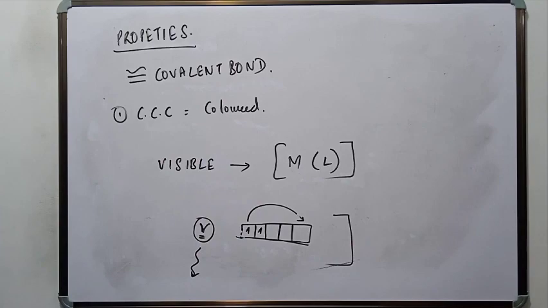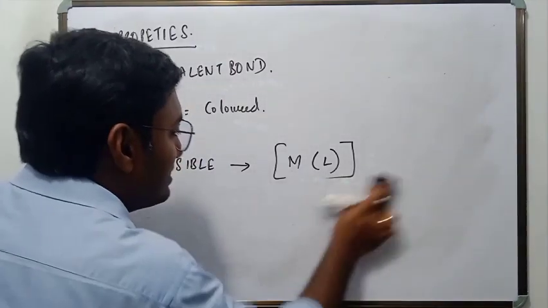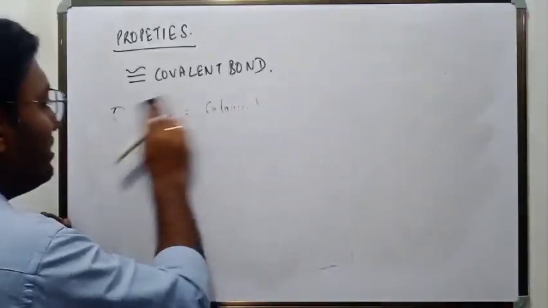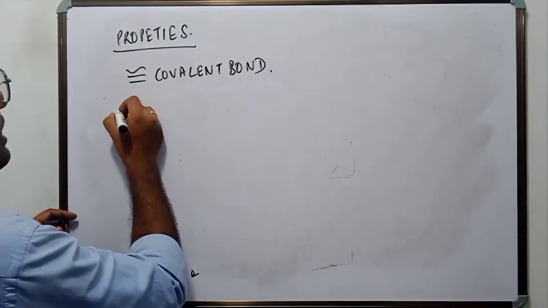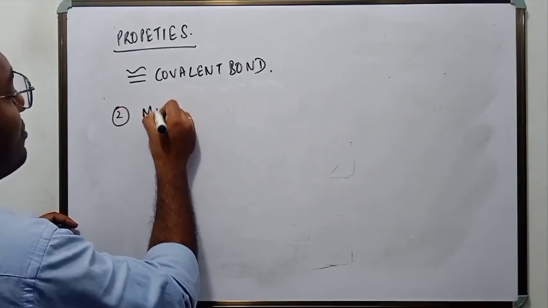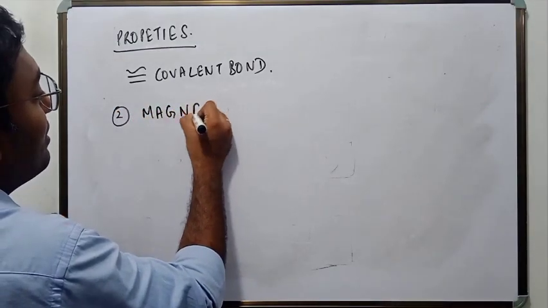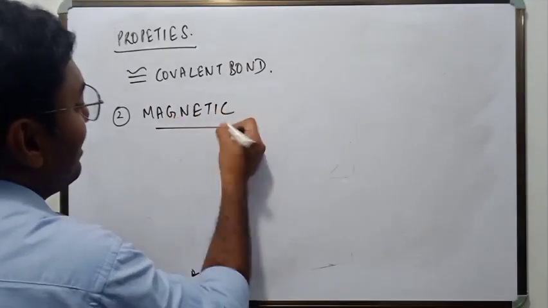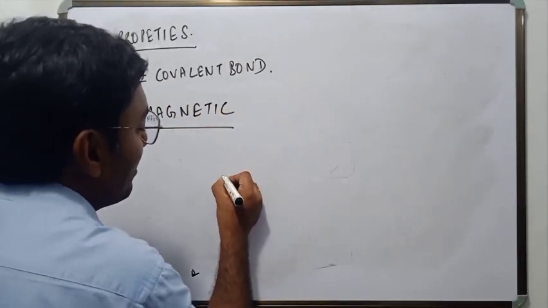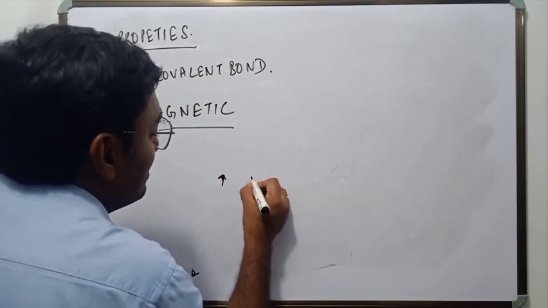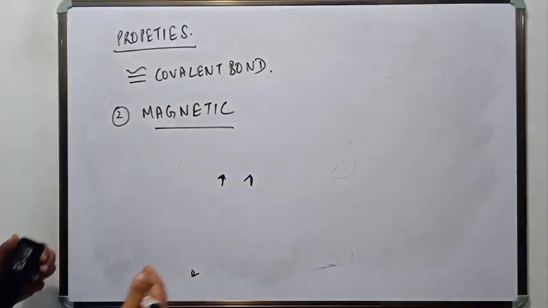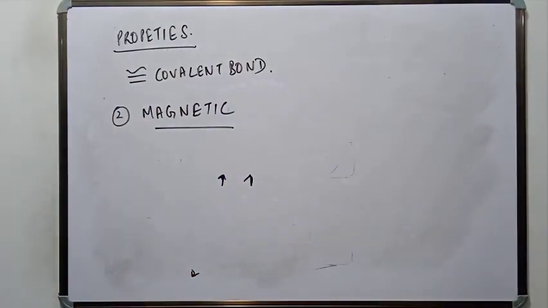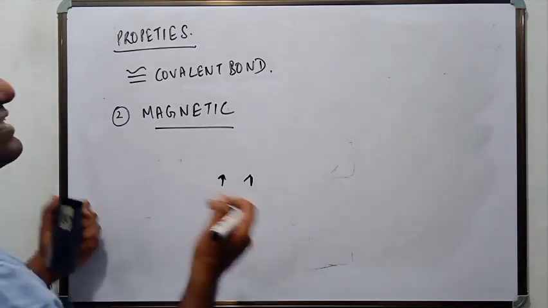The second thing that makes them very different is that they are magnetic in nature. Why are they magnetic in nature? I already told you, there are unpaired electrons. So that is why these complexes are magnetic in nature.